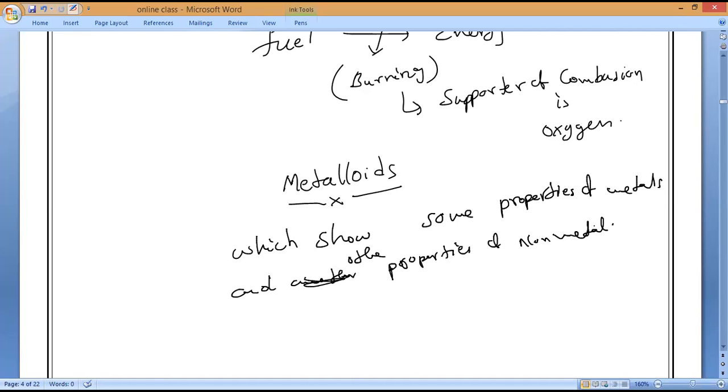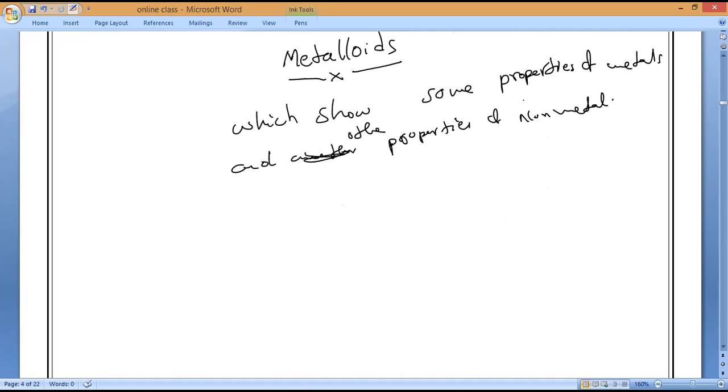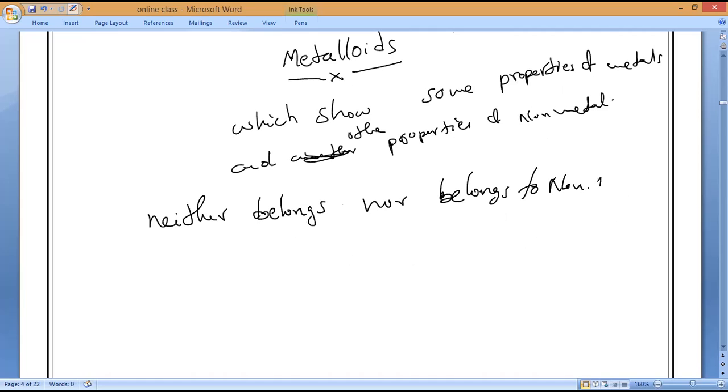Yes, please respond. So I can make a conclusion of the definition of metalloids. They belong neither to metals nor to non-metals, so they will show both properties. Understand, Hari? Kaushik, Arun, Kailash, Akilan? So they belong neither to metals nor to non-metals. Any doubt?